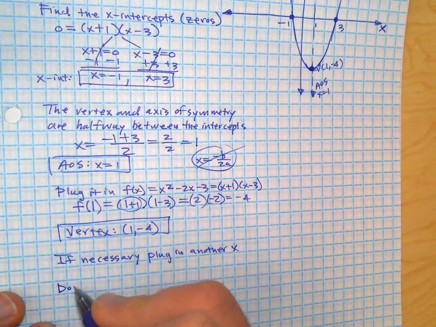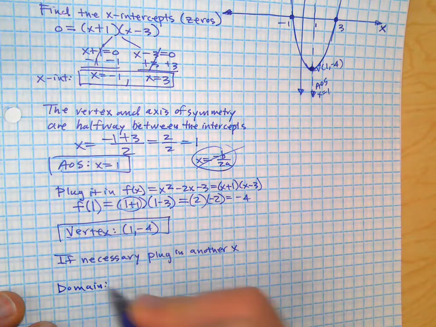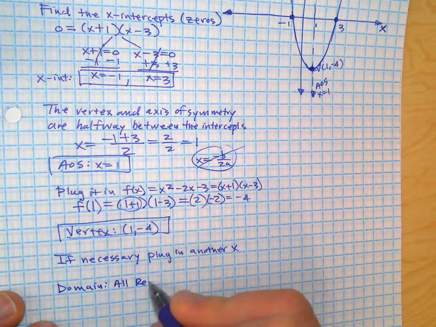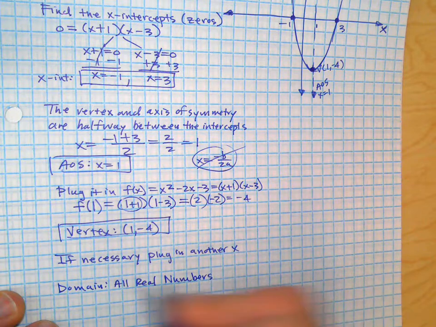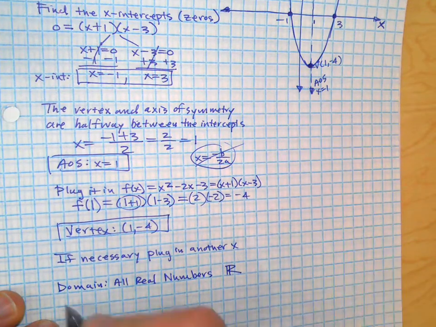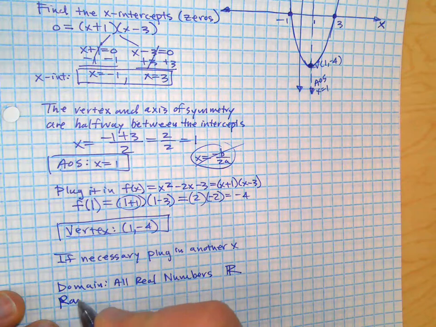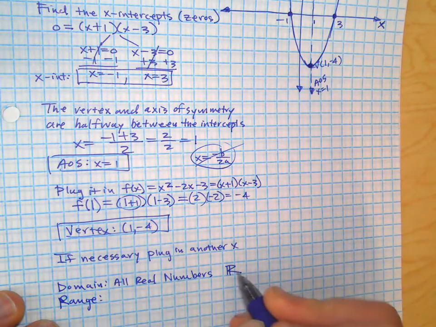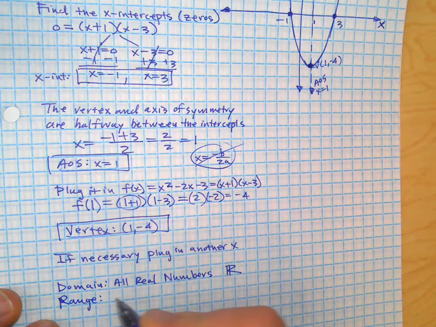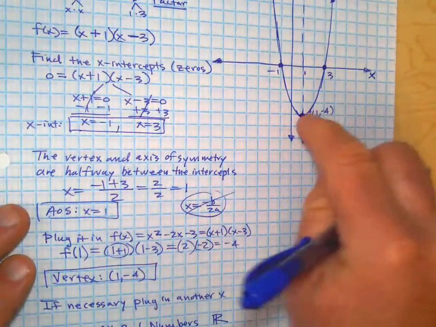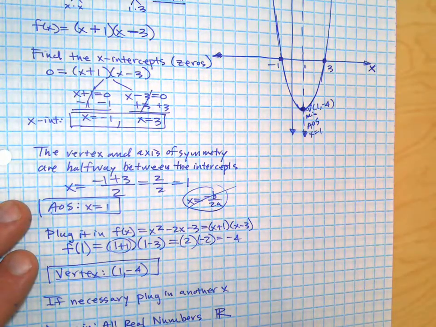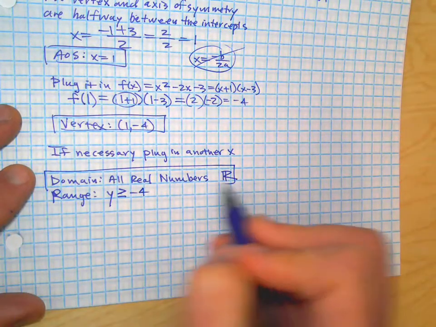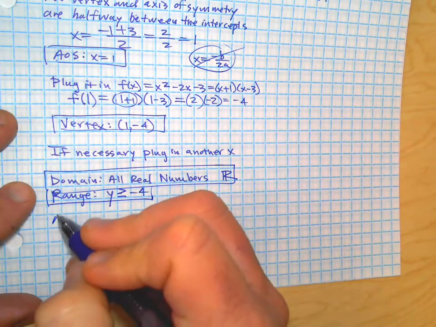The domain, of course, is all real numbers. There's a shortcut for writing that. Range. That's fine. You could write it like that, but you better know what it means. The range is all the y values. So the y's start at the bottom here. This is the minimum, the lowest point in the graph, and they go up. So y is greater than or equal to negative 4. So that's your range.